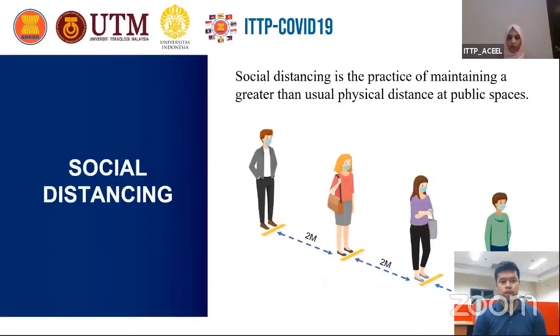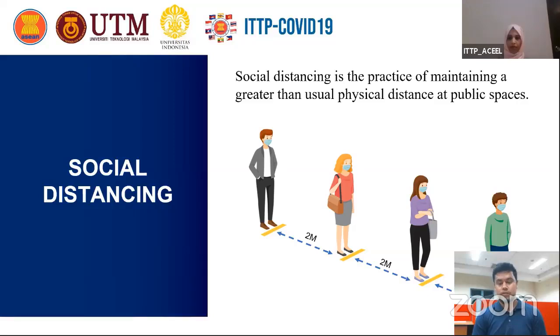In general, social distance is the practice of maintaining greater than usual physical distance to prevent transmission of an infection by limiting human physical contact, particularly in public spaces such as shopping centers, parks, schools, colleges, universities, medical centers, airports, as well as workplaces.